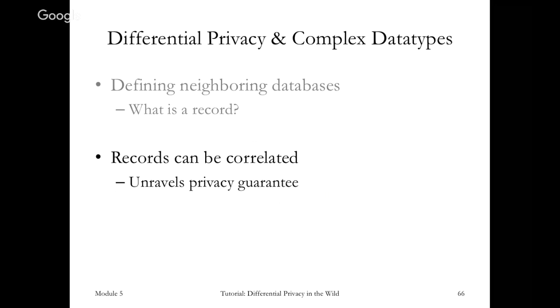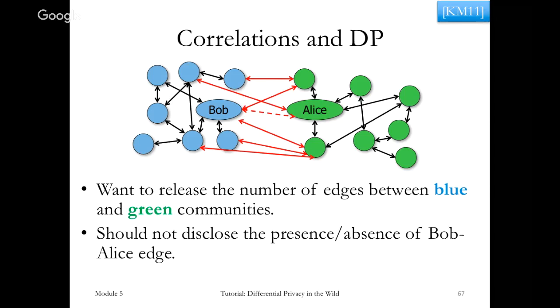And the second problem is that records in a data set can be correlated, and this is a very subtle problem. So let me explain it with an example. Let's say I'm in this fictitious world where there are two kinds of people: a blue community of, I don't know, mathematicians and a green community of physicists. They don't want to disclose the fact that any single mathematician is collaborating with a physicist. So you should not disclose the presence or absence of a single Bob-Alice edge. But at the same time, they want to show the world that there is a lot of collaboration between them. So they do want to release the total number of edges between these two communities.